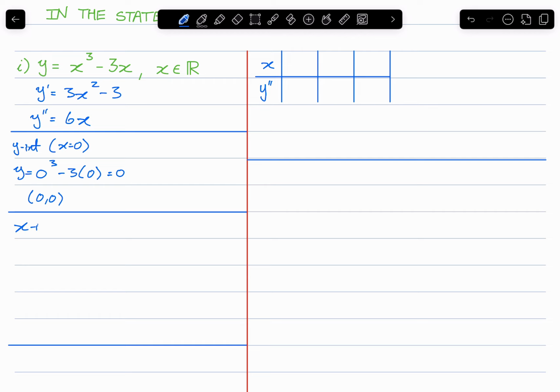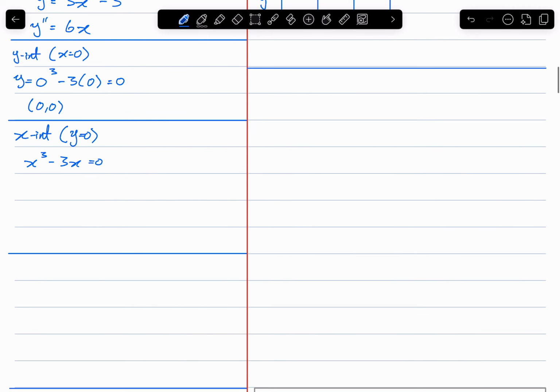For the x-intercept, we let y equal 0. So let this expression equal 0: x cubed minus 3x. And we solve this by factoring. x outside of x squared minus 3. Factoring this even further, or you can let each of these equal 0, so you get x outside of (x plus root 3)(x minus root 3). And so we get our x-intercepts of x equals 0, x equals negative root 3, and x equals positive root 3.